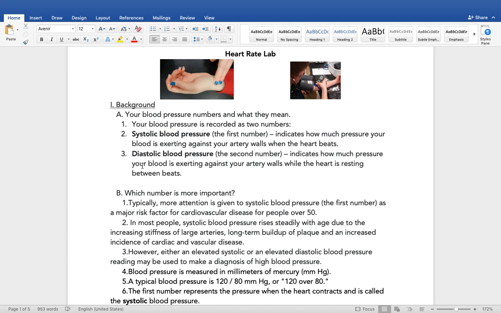Typically, the first number, the systolic blood pressure, is more important as it is a major risk factor for cardiovascular disease for people over 50. For most people, systolic blood pressure rises steadily with age due to the increasing stiffness of large arteries, long-term buildup of plaque, and an increased incidence of cardiac and vascular disease.